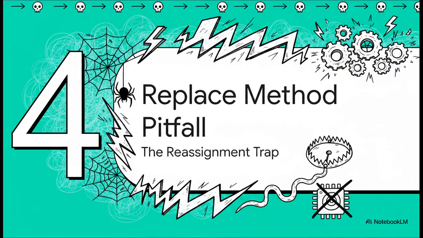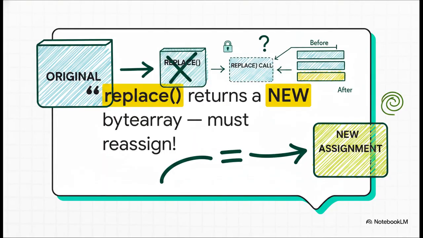But beware. That brings us to section 4, the replace method pitfall. There's a crucial, honestly kind of counterintuitive rule here. The replace method returns a new byte array. You absolutely must reassign it. Since a byte array's entire purpose in life is to be mutable, you'd naturally assume that calling .replace would edit the contents right there on the spot.